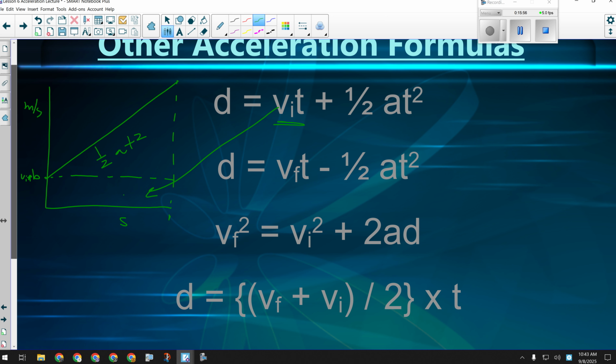Now, this one's a little different. Instead of starting with VI, it starts with VF, and instead of adding, it subtracts. So would this value up here be VF?